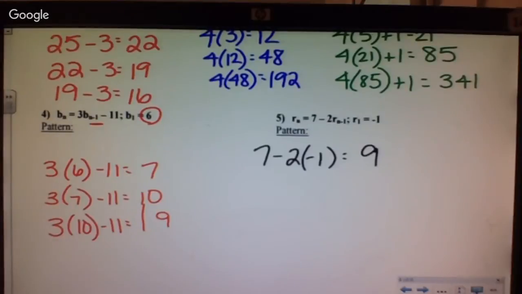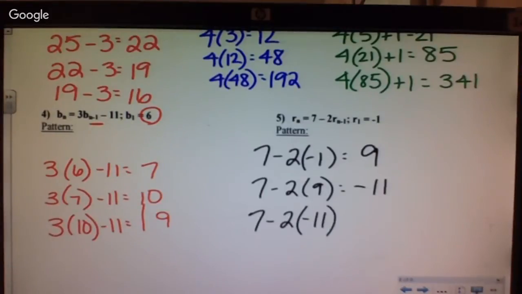-2 times a -1 makes it a +2. 7 minus 2, and now I'm plugging in 9. What's 2 times 9? 18. Oh, 7 minus 11. 18? That's never -11. 7 minus 2 times -11.